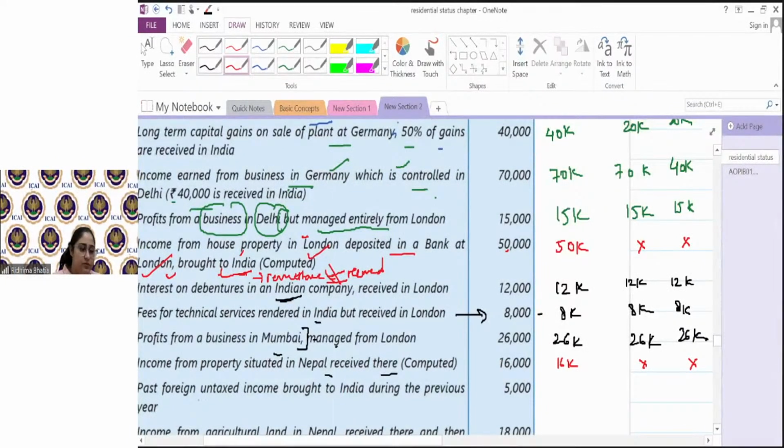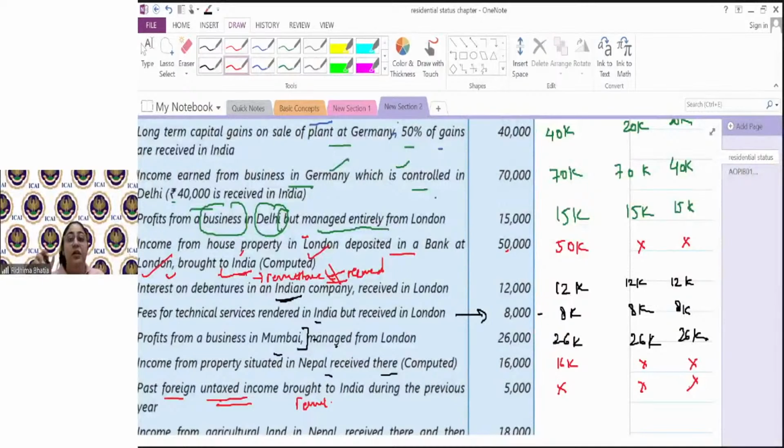Past foreign untaxed income brought to India during the previous year. Question is past foreign untaxed income brought to India during previous year. कोई पिछले साल का untaxed income है, अब वो India में brought हुआ है, as in remit हुआ है। First of all, it is from preceding years. We calculate the income for the current year, अब वो current year का वो है ही नहीं income, तो मैं उसको क्यों taxable करूं, चाहे किसी के भी hands में। Yes, I am repetitively saying that.